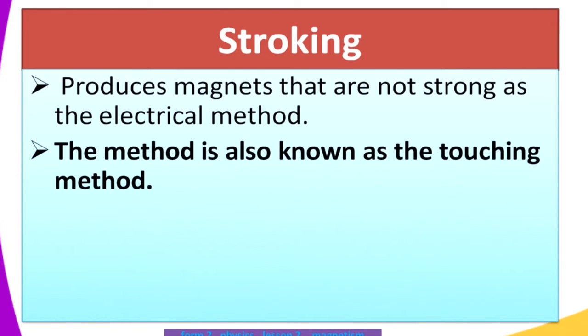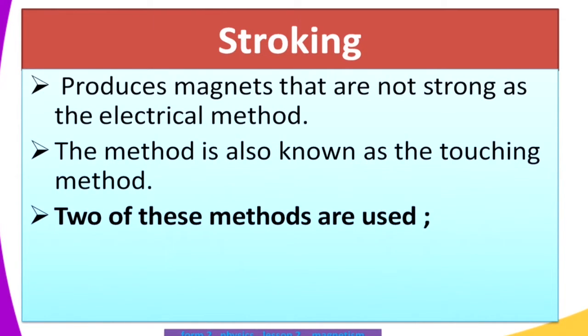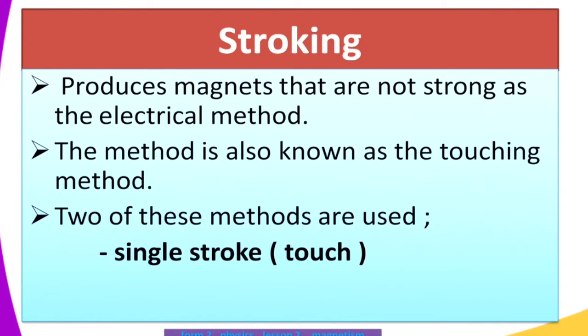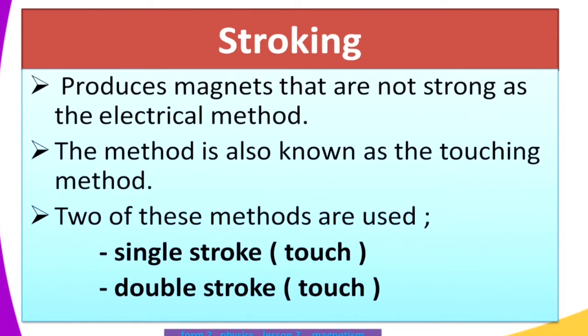Now, two of these methods are used. We have two of the stroking methods that are used. One of them is called single stroke or touch. That's the first one. The other one used is called double stroke or touch. These are two methods used for stroking. So we want to begin by looking at single stroke or touch as a method of magnetization.